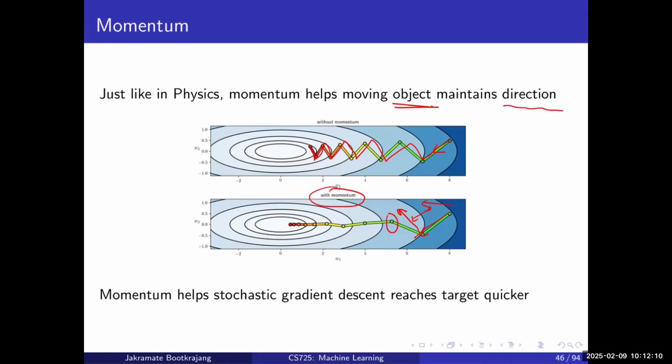Basically, you compute the gradient at each step, but your update function will use the gradient from the current step as well as the previous step. So this will help the stochastic gradient descent reach the target quicker.